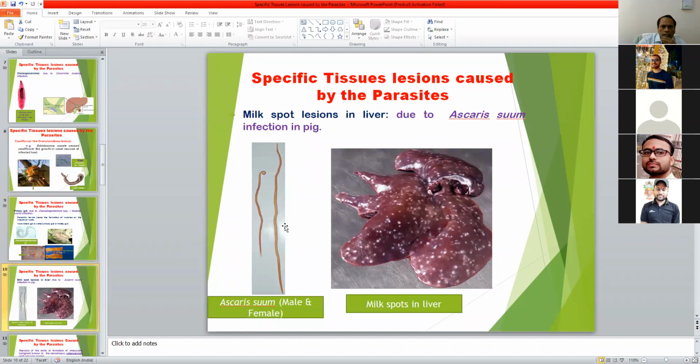Then milk spot lesion is caused by one of the ascarids of pigs, that is Ascaris. This is the migration of the larval stage of Ascaris, which causes milk spot lesions in the liver, because the larval stage of Ascaris migrates through the liver and causes fibrous deposition. It is called milk spot lesions, and occurs due to Ascaris infection in pigs.